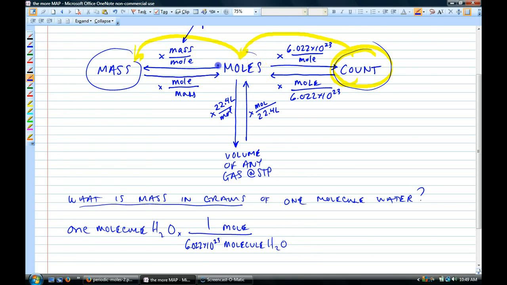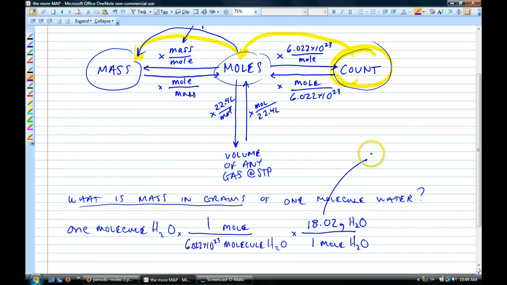So now I'm in the middle of the diagram, and I need to take this step over to mass. And for water, that's about 18.02 grams of H2O for every 1 mole. Again, where did the 18.02 come from? That is 2 times the mass of hydrogen plus the mass of oxygen. So that is the gram atomic mass, or the gram molecular mass of water.